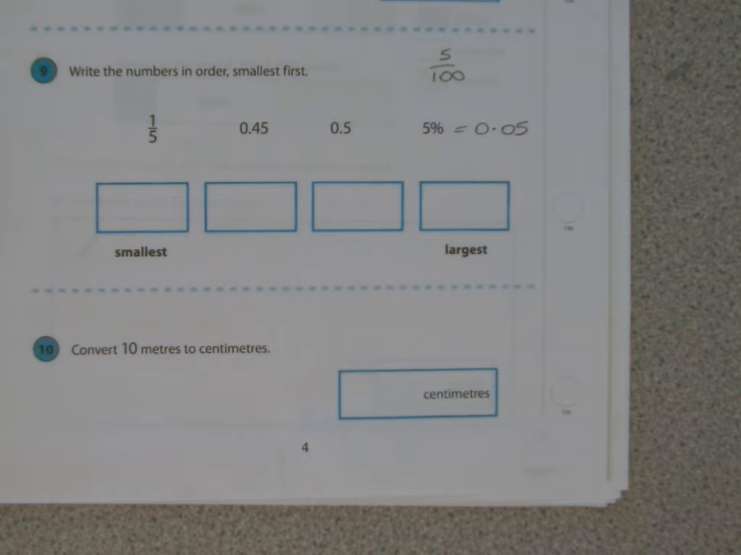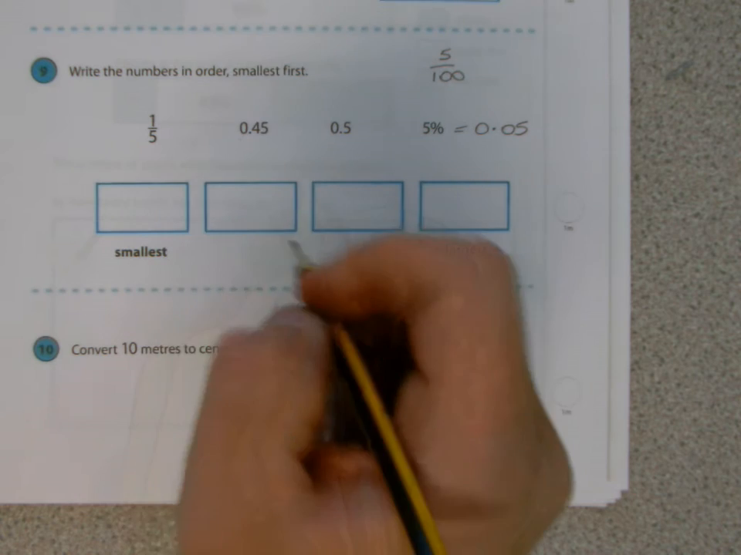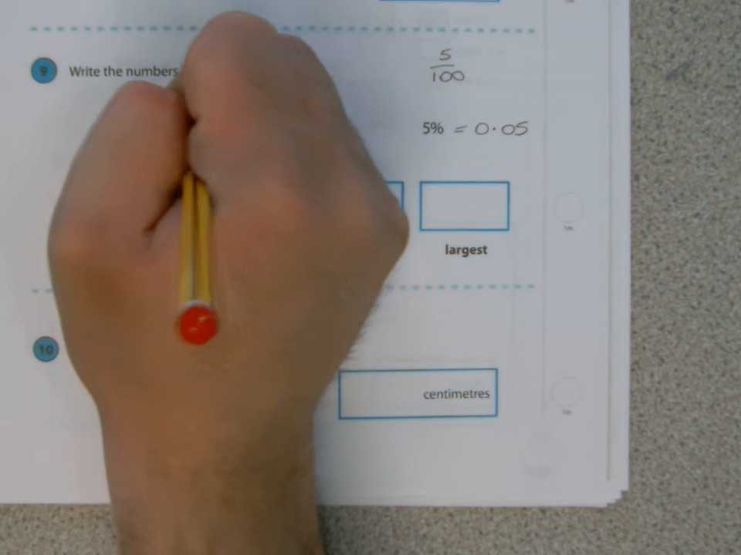1/5, remember, 1/5 is divide by 5, right? So if you divide 1 by 5, you get a decimal. That decimal is 0.2. Think about it the other way.